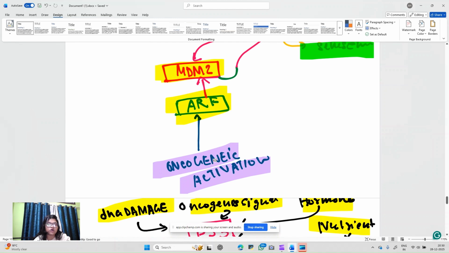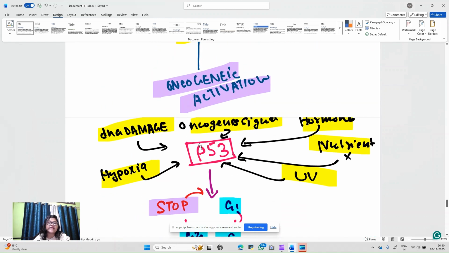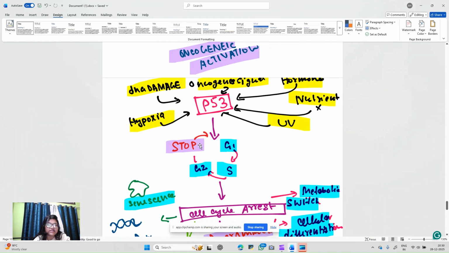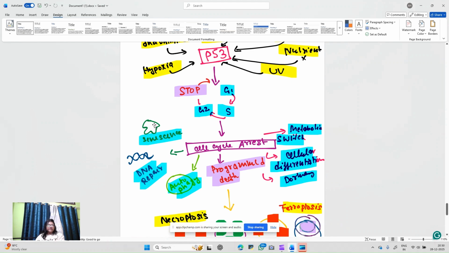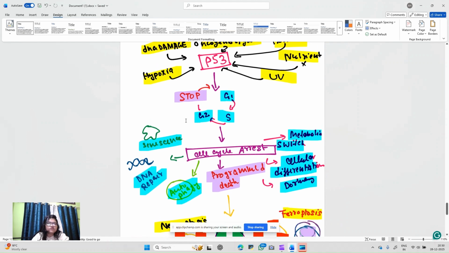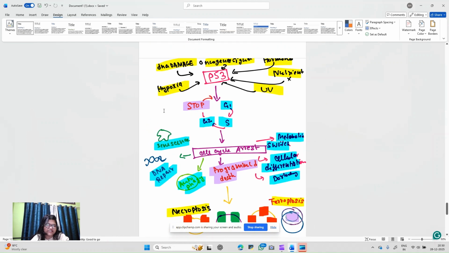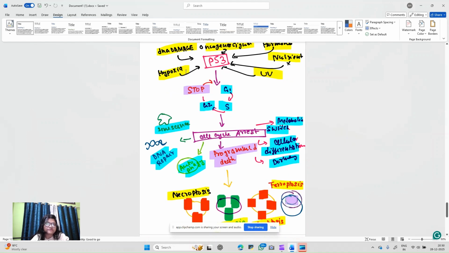Okay, these are all the oncogenic activities. This diagram will be the most relevant diagram you will be making when you're writing any of those college examinations. So can you make out what happens? DNA damage by P53. All this environment, all this environment are responsible.